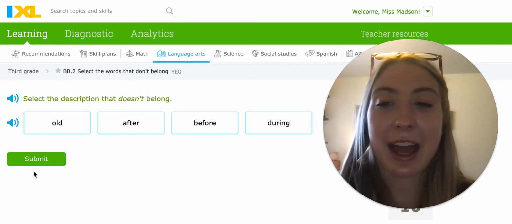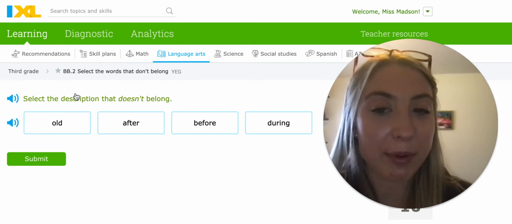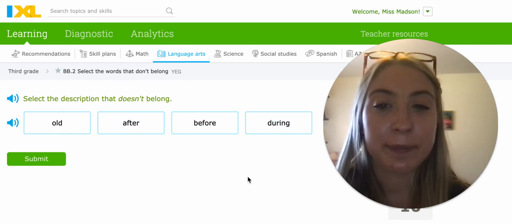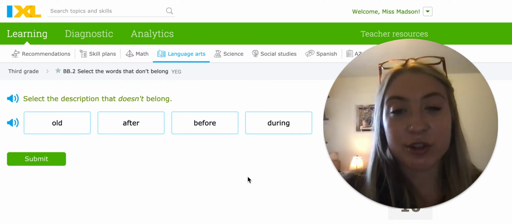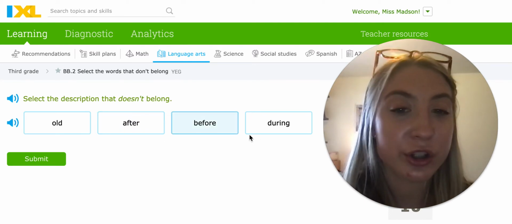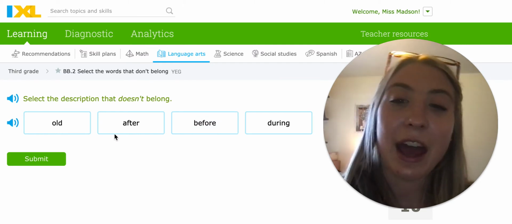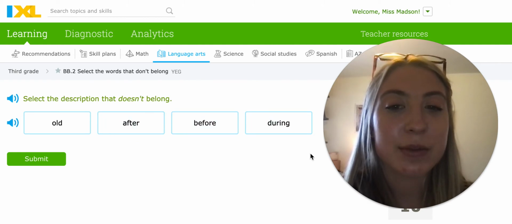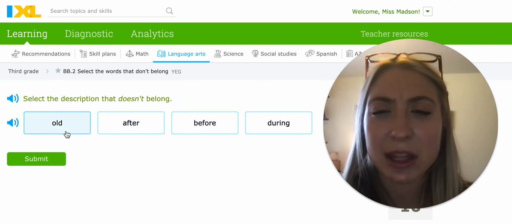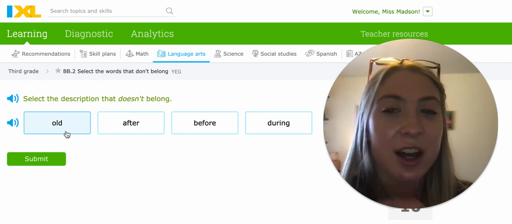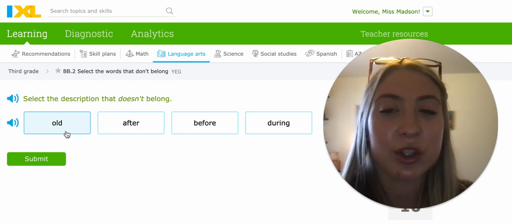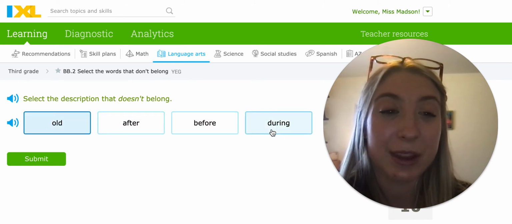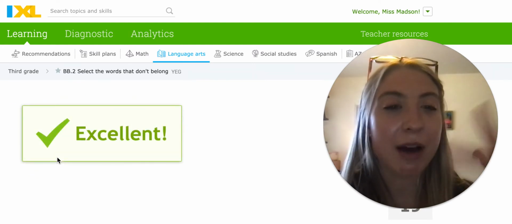Now we're looking at select the description that does not belong. Old, after, before, during. As we're looking at our descriptions, these are kind of in order. So before I went to the store, after I ate lunch, during dinner. These all give us a time. That's what these descriptions give us, a time. But this description, old, is giving us a look of something, like it looks old. So these go with time, this goes with the look. So this description doesn't fit in with these 3. So again, we're just talking them out loud.